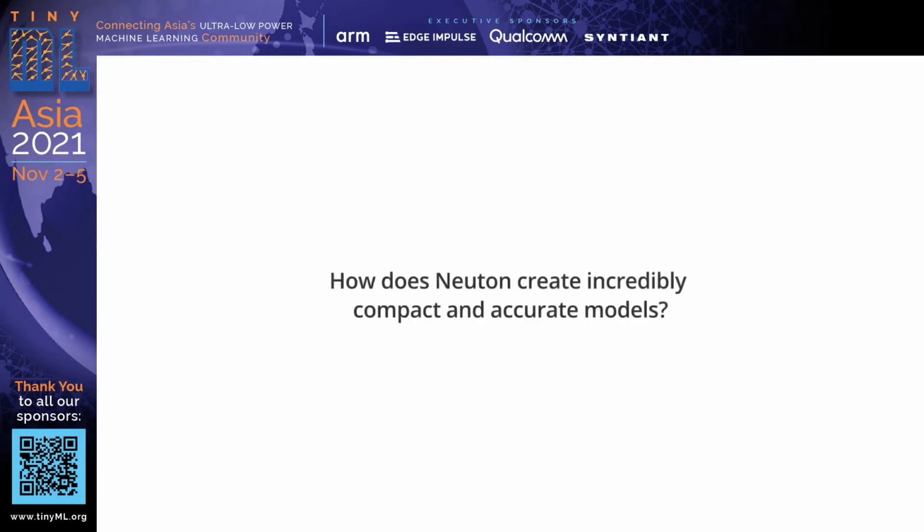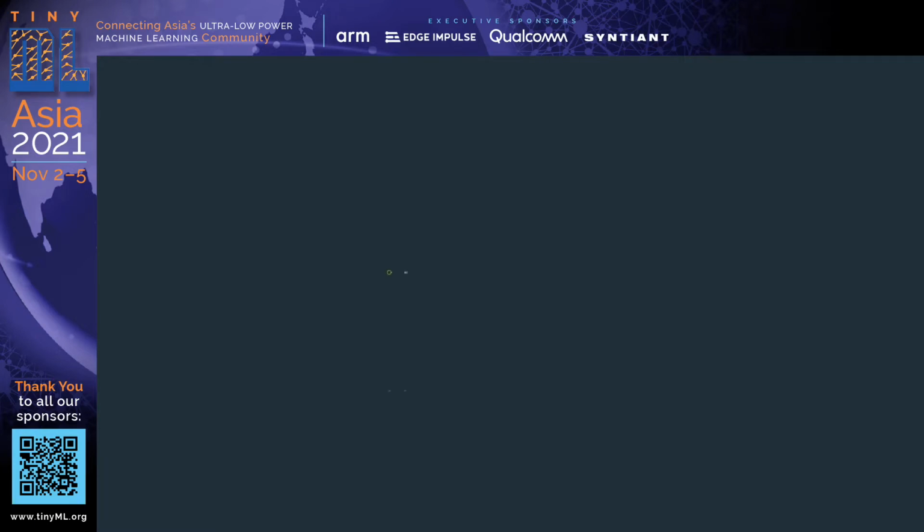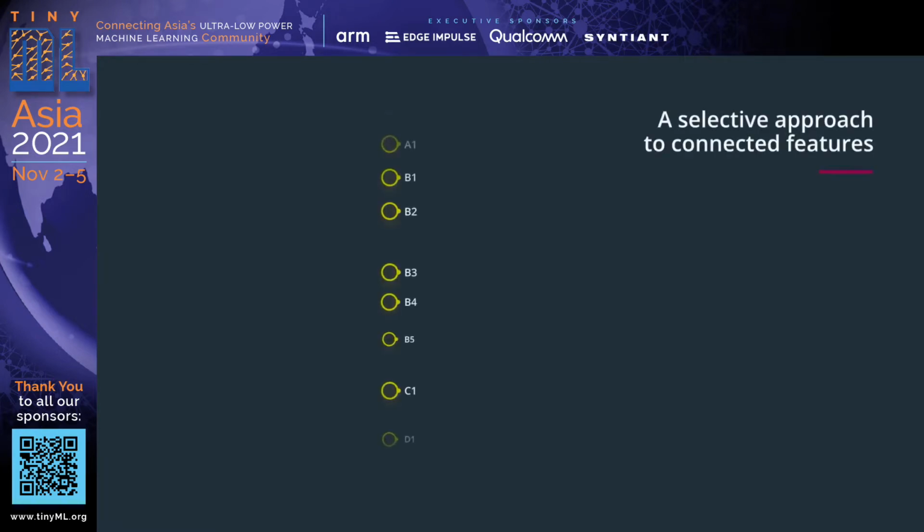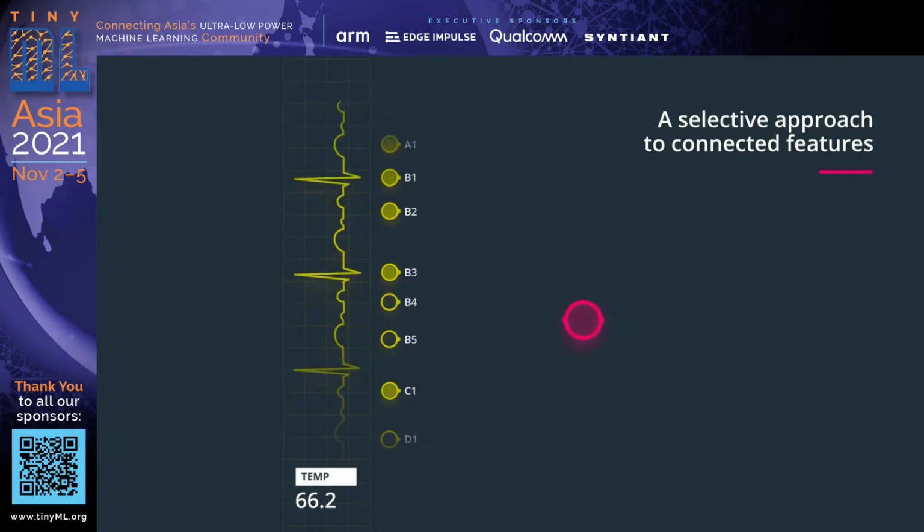How does Neuton create incredibly compact and accurate models? First, Neuton uses a selective approach to the connected features. Let us take as an example, the model for determining cardiac arrhythmias. Amplitude of contraction of the heart muscle acts as one of the features for training the model. As you can see, Neuton only needed to make connections with half of the features.